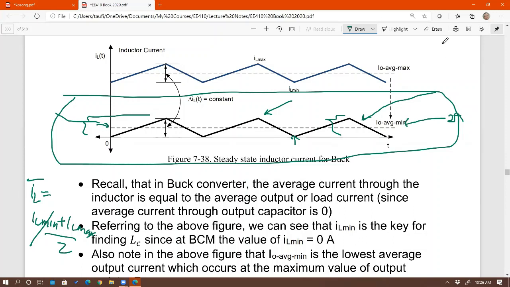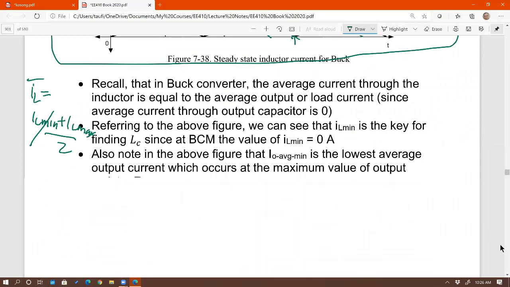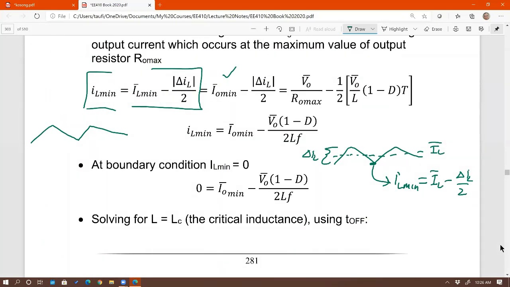Remember, we keep decreasing the load, right? So this is the lowest average current you can get for BCM. If you keep decreasing it, you're going to get discontinuous conduction mode. Does that answer the question, Nick? Yeah, thank you. So that's why this is the IL min condition, not max but min, right?